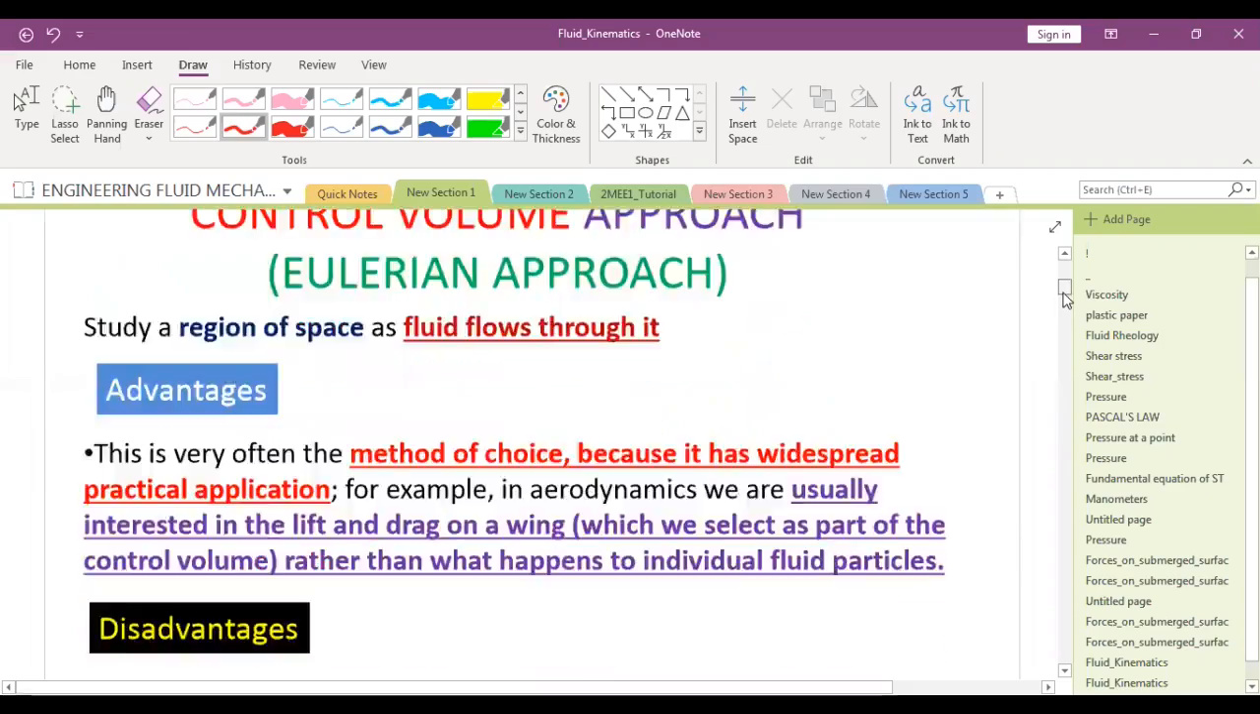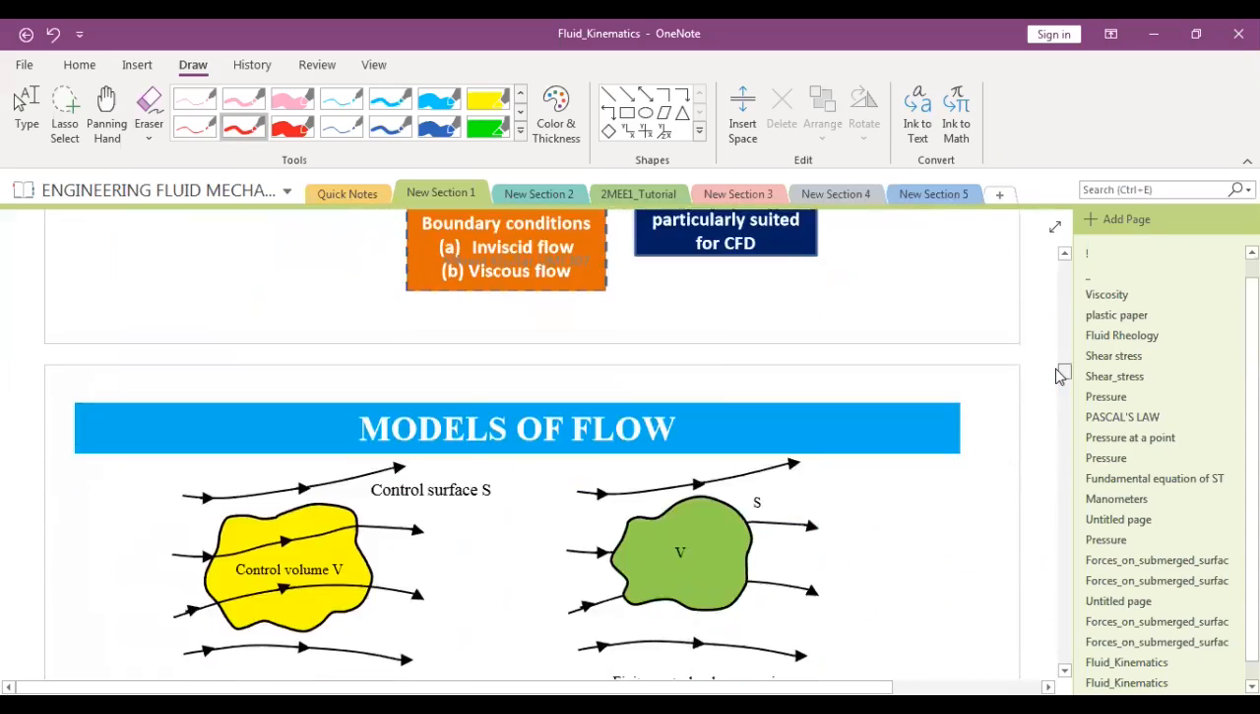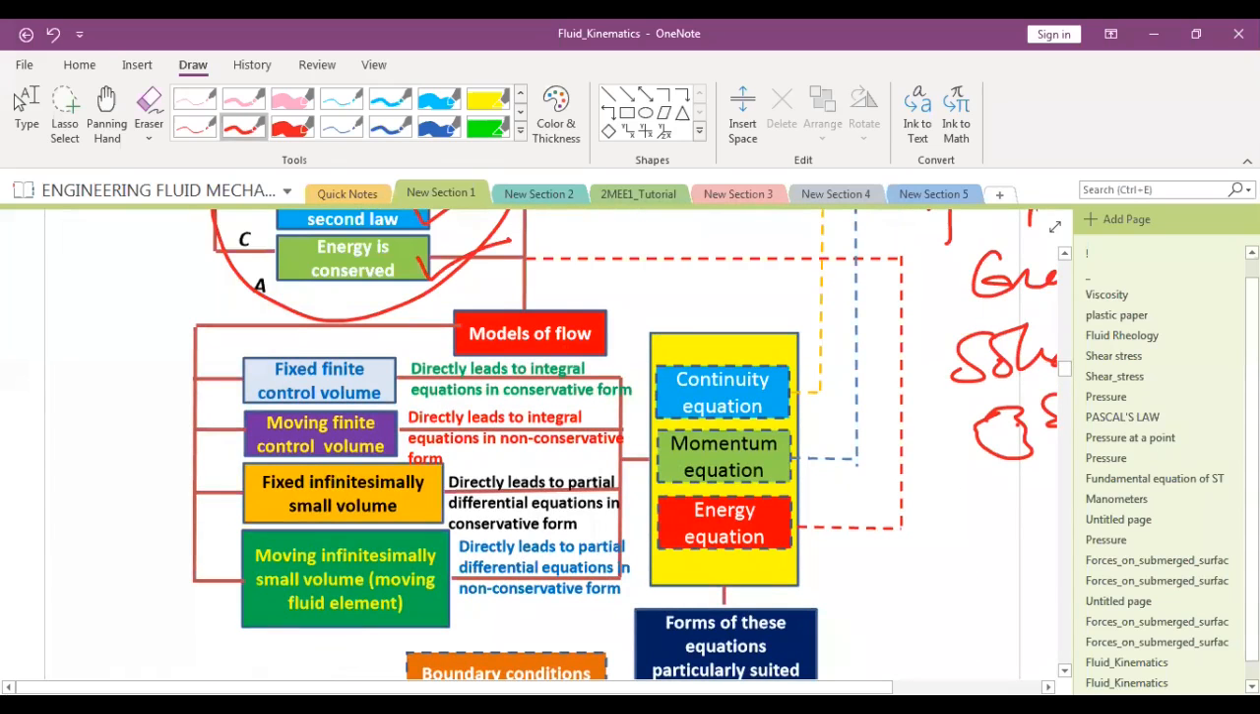तो इस प्रॉब्लम को सॉल्व करने के लिए we have 4 models and those are called models of flow. Models of flow का मतलब क्या है? आप किन चीजों पे ये लॉज लगा सकते हो?